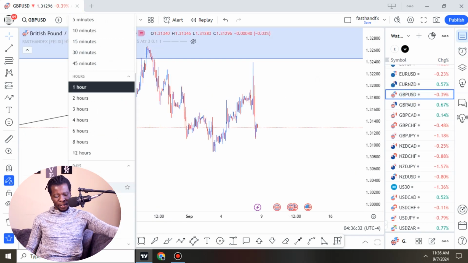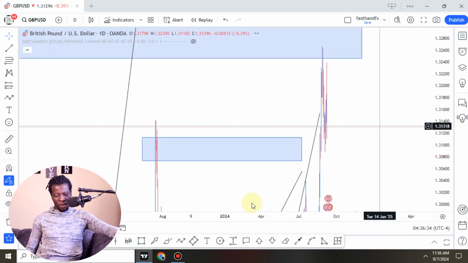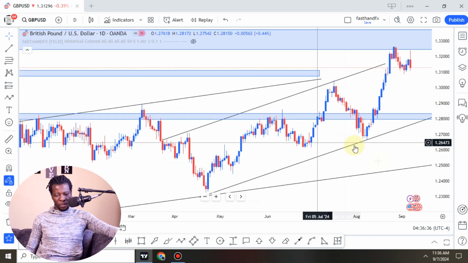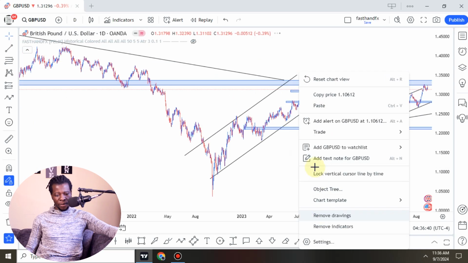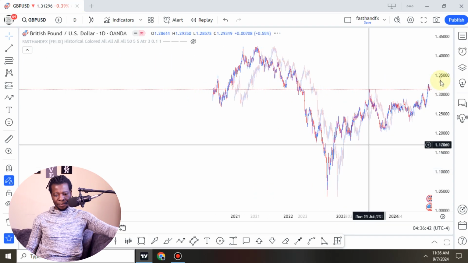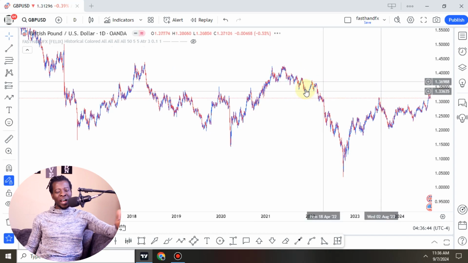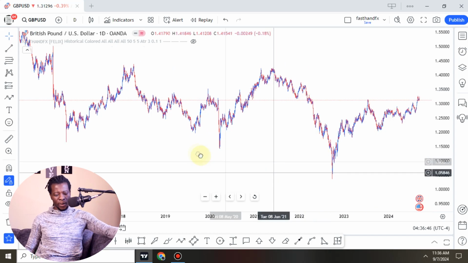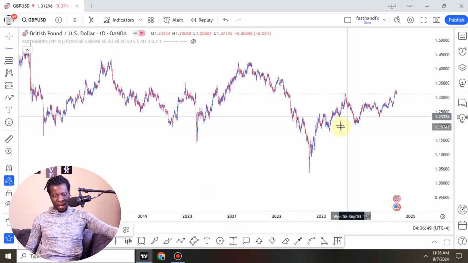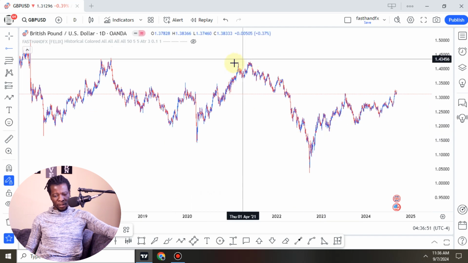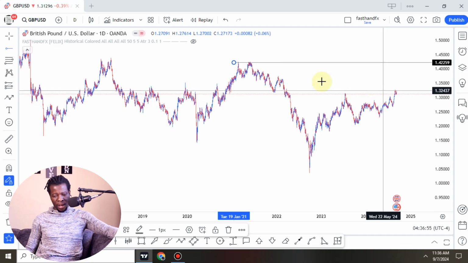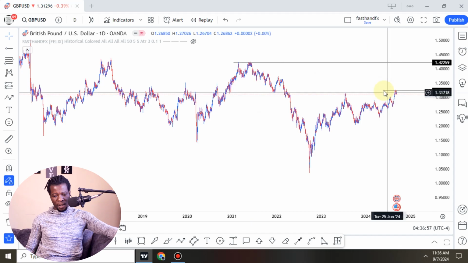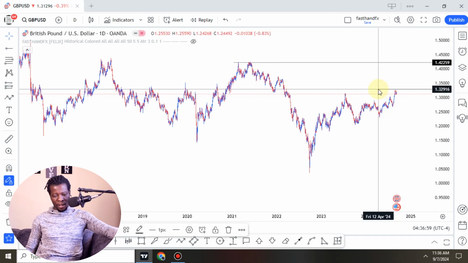So let's start the analysis on the daily, right? Oh, I see I had analysis on this pair already. Okay, let me just remove everything for you guys to see. Okay, so this is how GBPUSD is looking. Of course, we see we have levels. This is another one, we should mark this as a high because that's the last daily high.